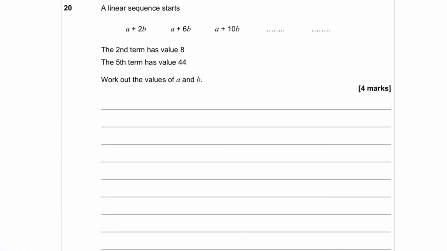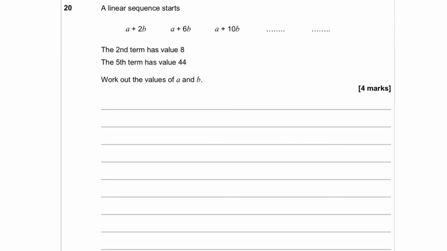The first question we're going to look at is a linear simultaneous equations question that's masquerading as a sequences question. So the question says, a linear sequence starts with a plus 2b, a plus 6b, a plus 10b. The second term has a value of 8, the fifth term has a value of 44. Work out the values of a and b.